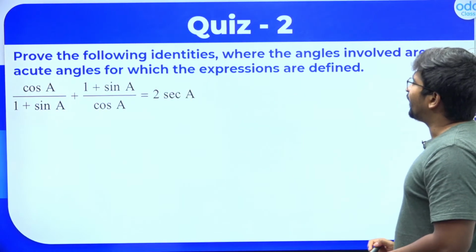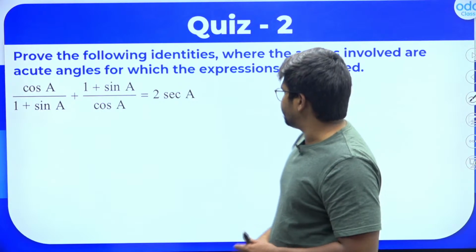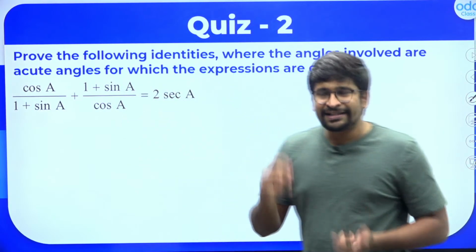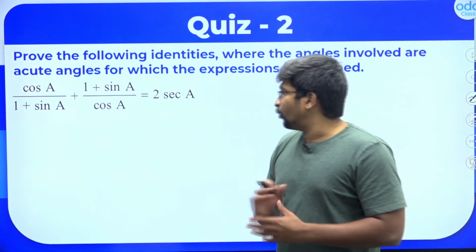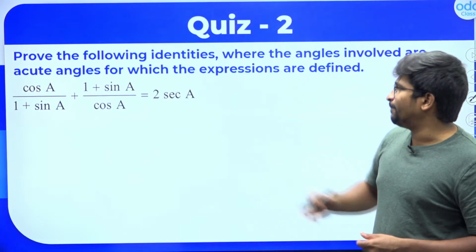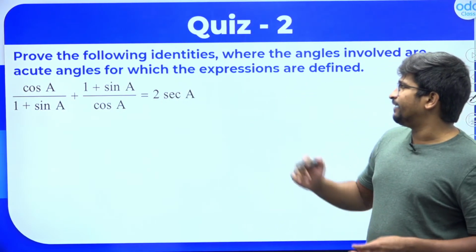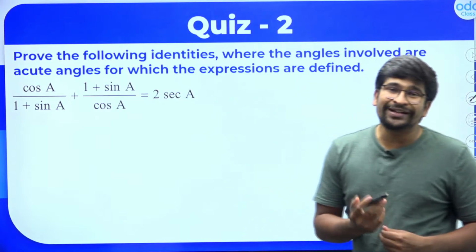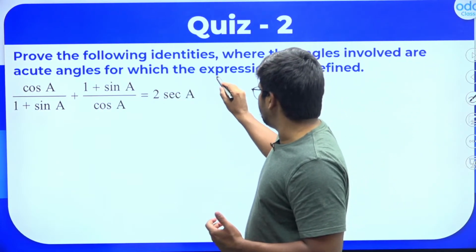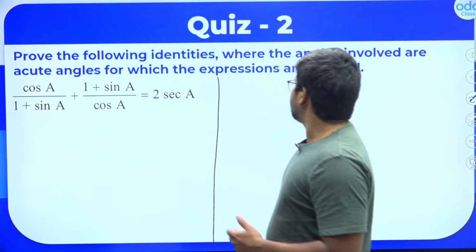Alright, so the first question is proved. Now the second question, you have to prove LHS is equal to RHS again. The question is, you have to prove cos A divided by (1 plus sin A) plus (1 plus sin A) divided by cos A is equal to 2 times cosec A. This is what we have to prove.